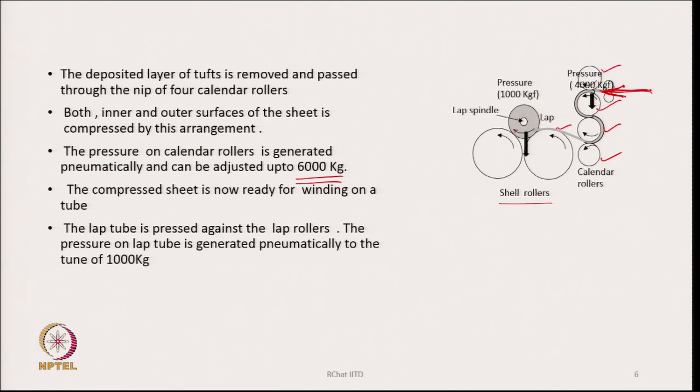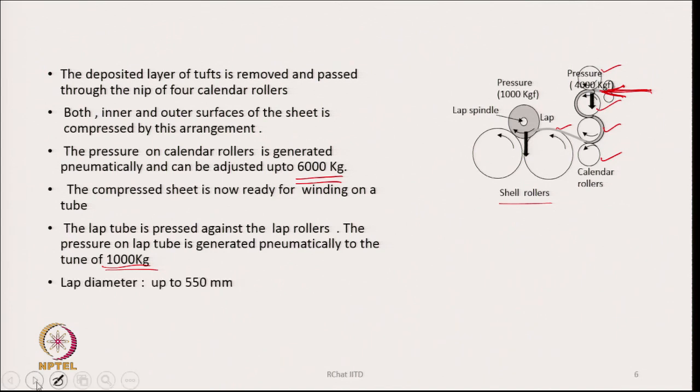So, when the sheet is wound around the lap spindle, we also try to impose some pressure on the lap, so that the lap does not become too bulky. So, the lap tube is pressed against the lap rollers and the pressure on the lap tube is generated pneumatically to the tune of 1000 kg force. At such a heavy force, we are trying to wind the lap sheet.